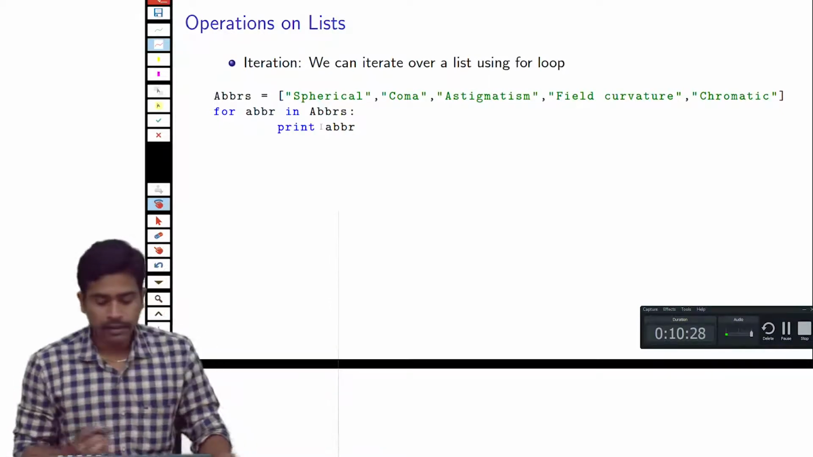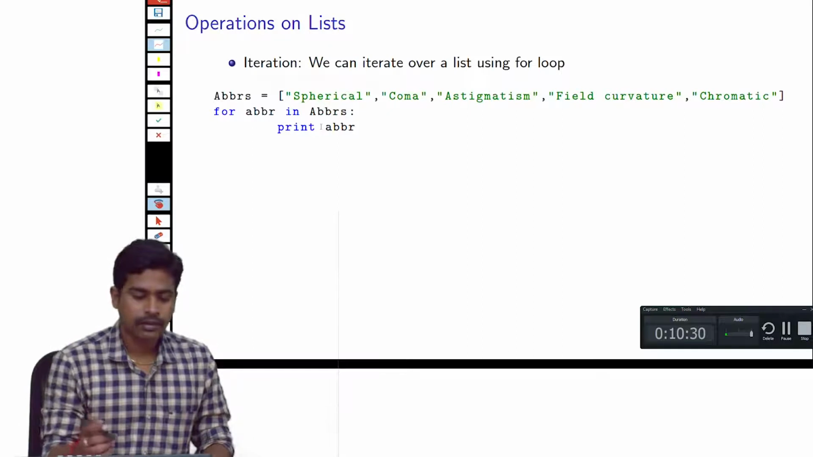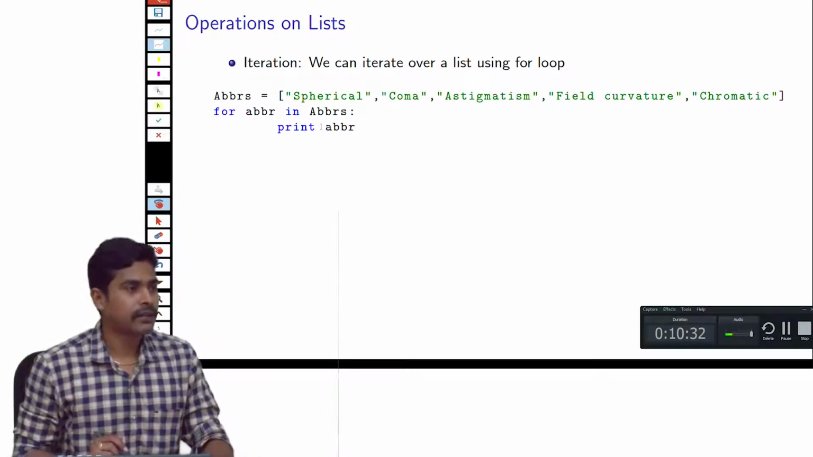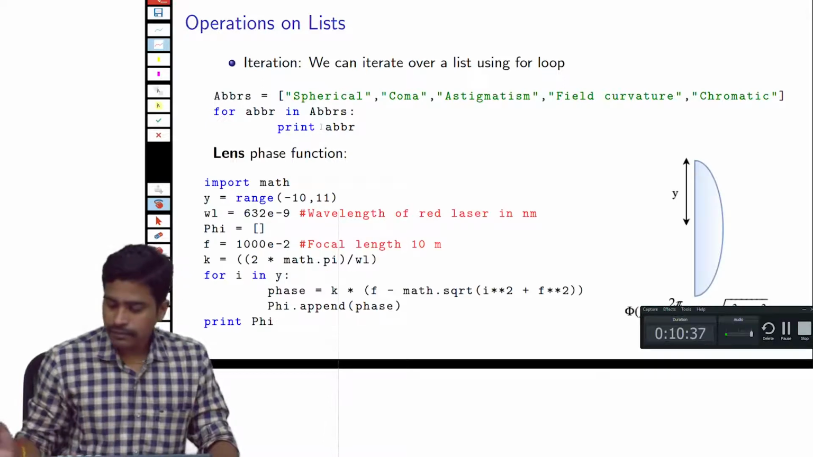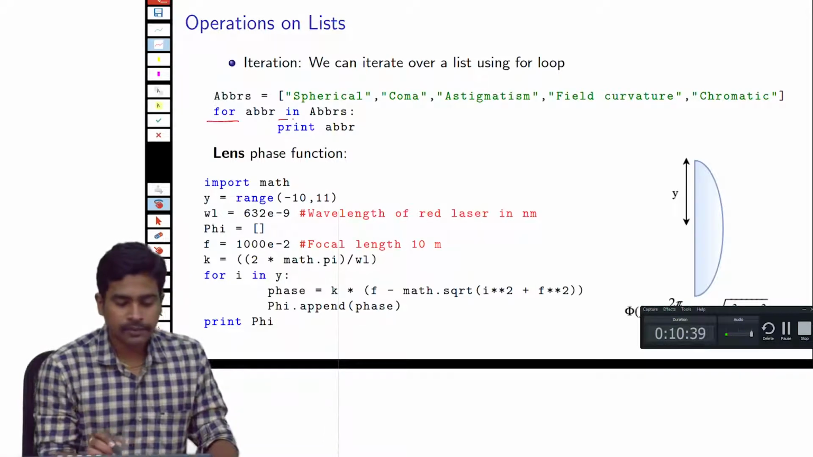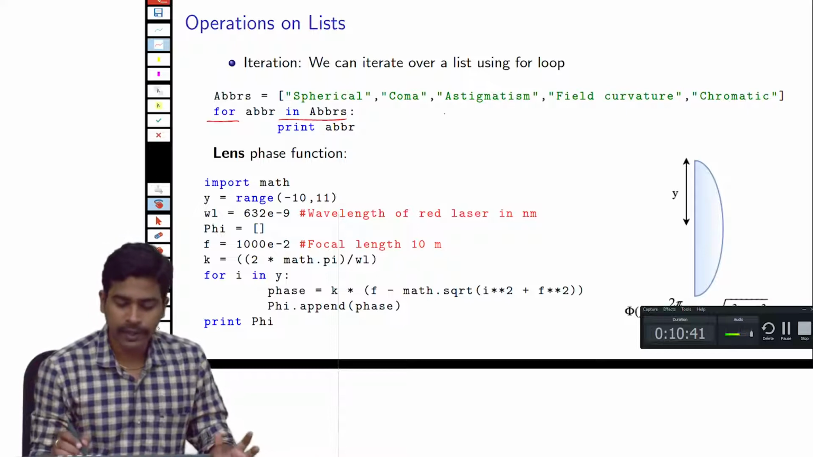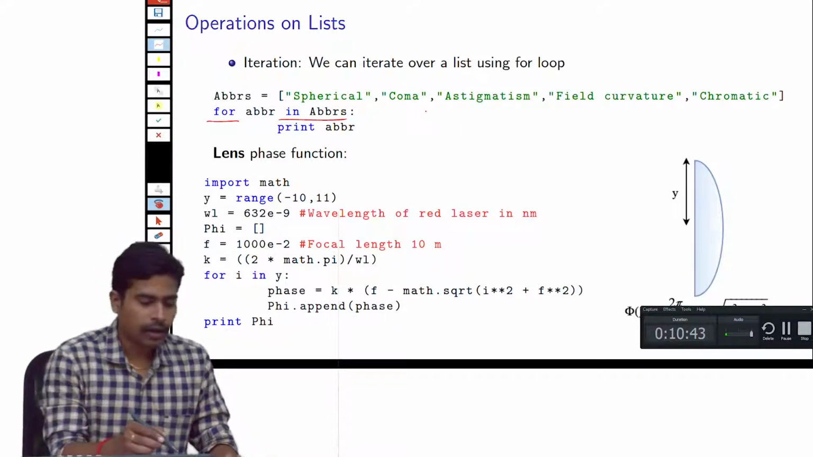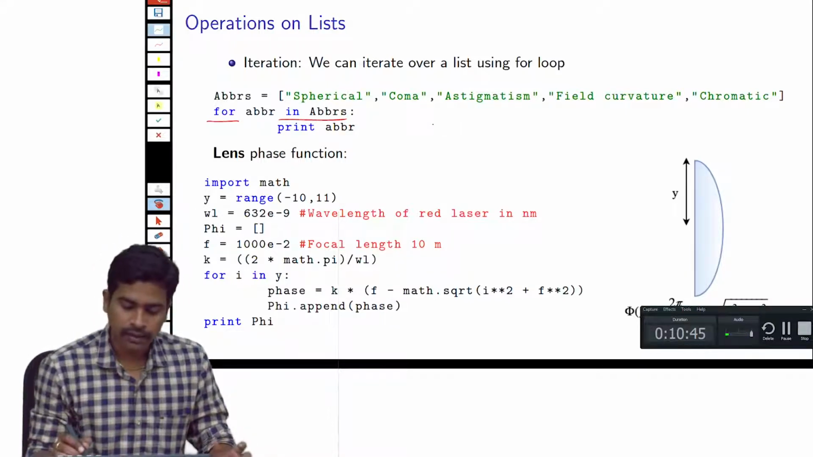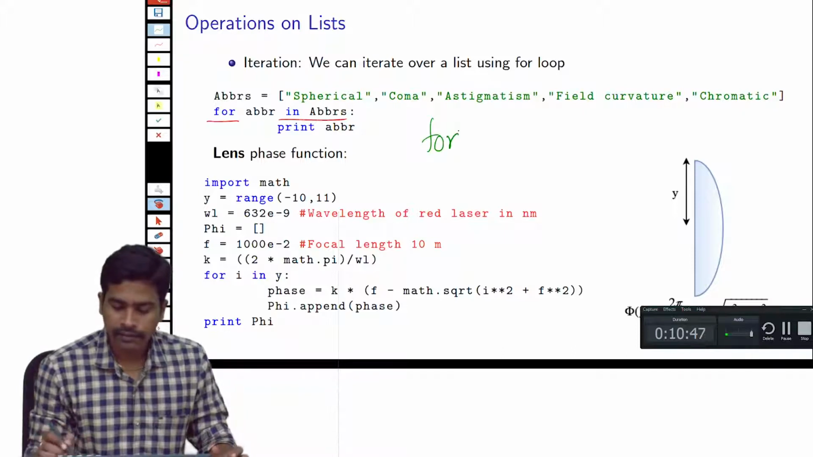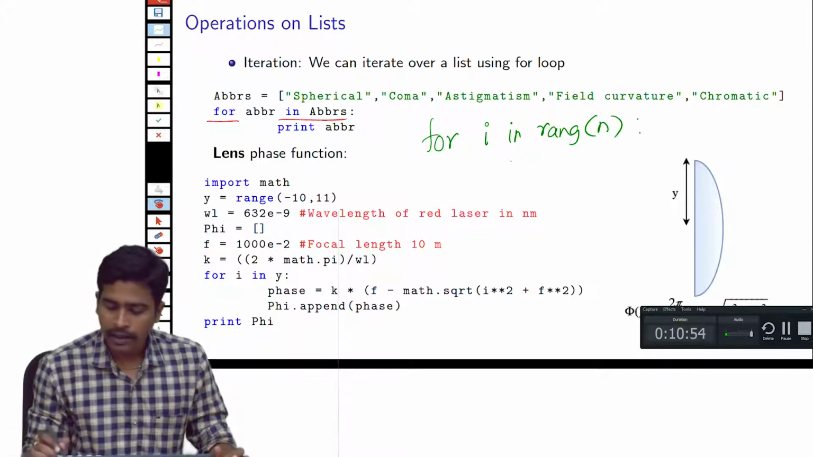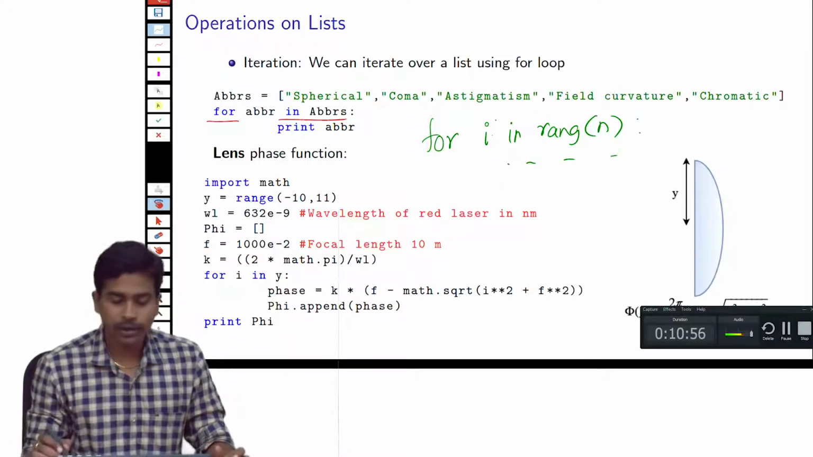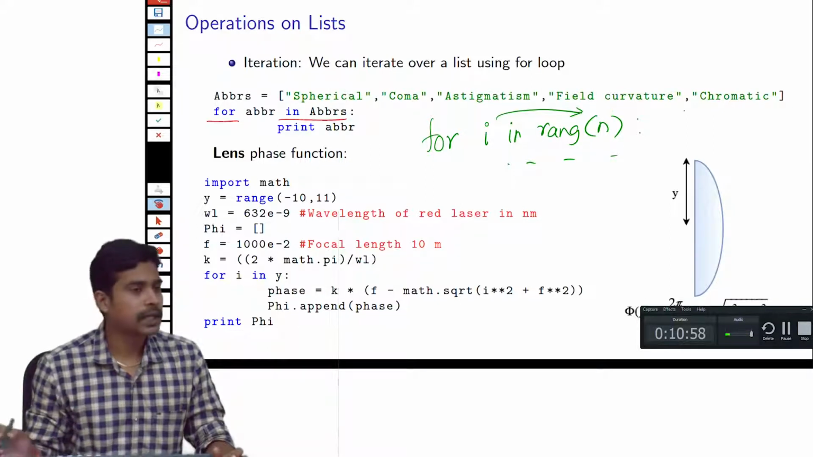Okay, so now in this slide we will see different operations that we can do on lists. As we have seen in for loops, so far we have been using the following syntax: for i in range of some number, and inside this for loop the i value is being assigned values sequentially.